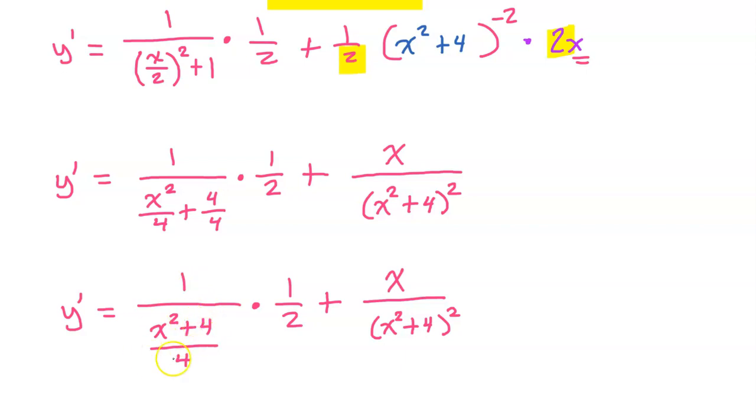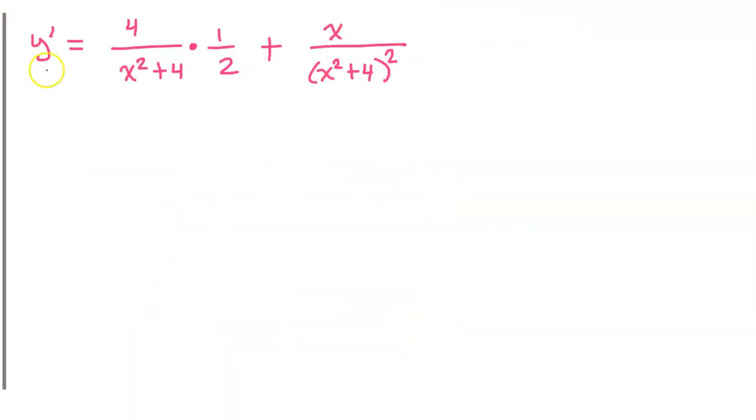1 over a fraction means the reciprocal of that fraction. Taking the reciprocal gives us this. Now I notice that we have a 2 in the denominator, which divides evenly into 4. So on the next step, we will have a 2 in the numerator.